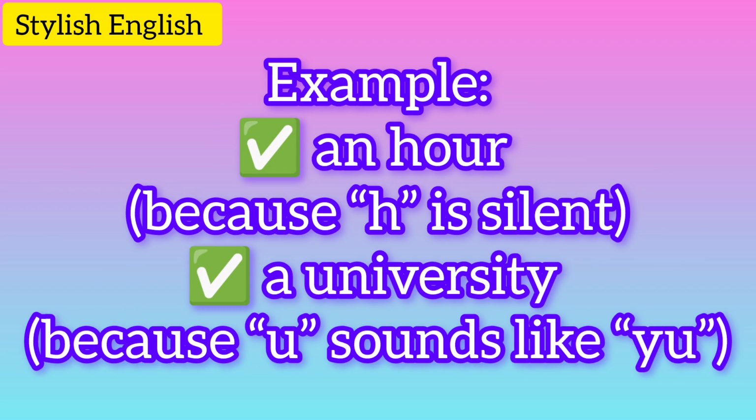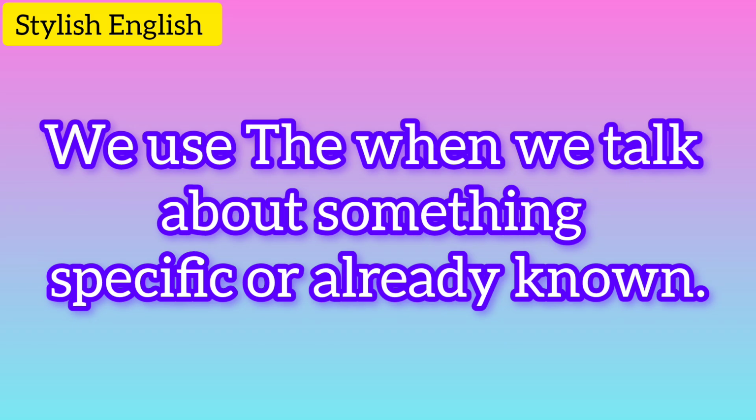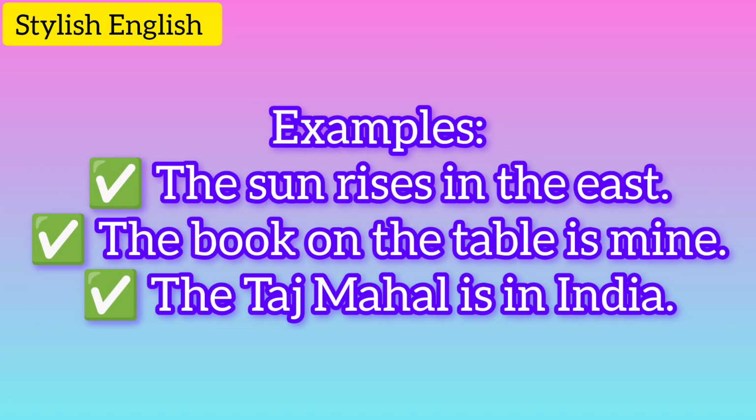Example. 1. An hour, because h is silent. 2. A university, because u sounds like y. Definite article the. We use the when we talk about something specific or already known. Examples. 1. The sun rises in the east. 2. The book on the table is mine. 3. The Taj Mahal is in India.